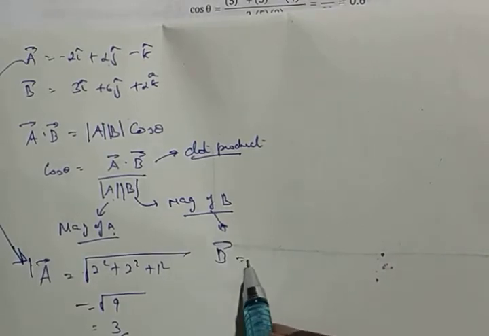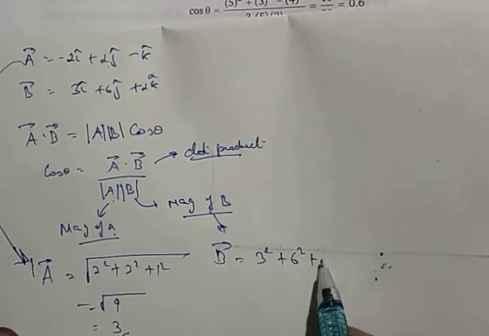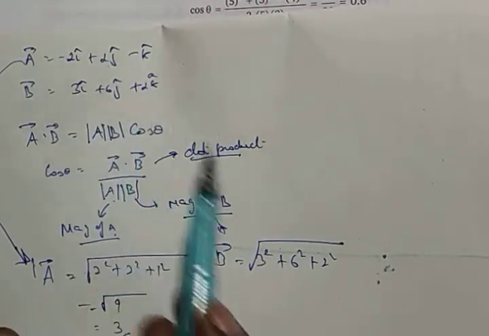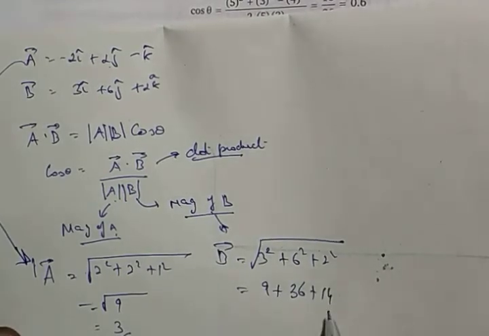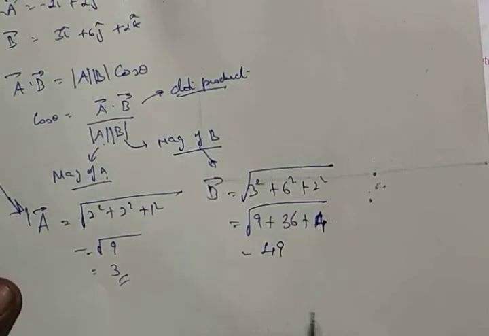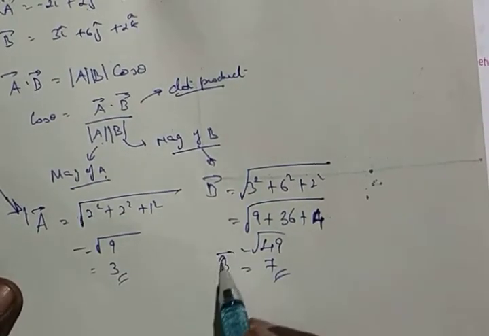So magnitude of B is going to be equal to the square root of 3 square plus 6 square plus 2 square. That's 9 plus 36 plus 4, which is 49. Under root, 49 is 7. So the magnitude of B is 7.